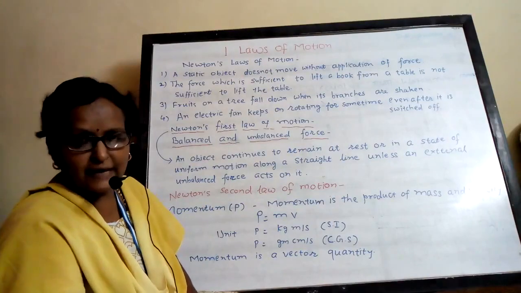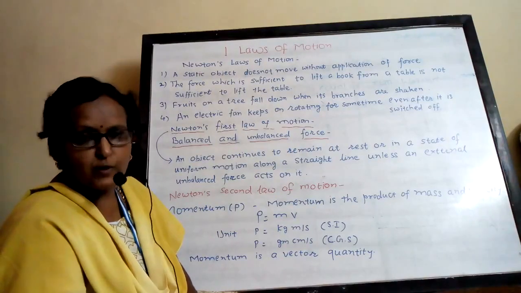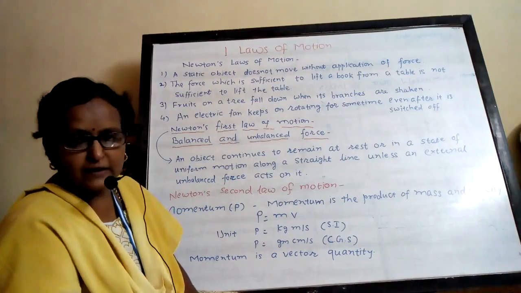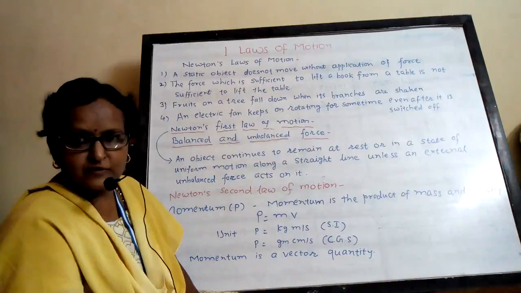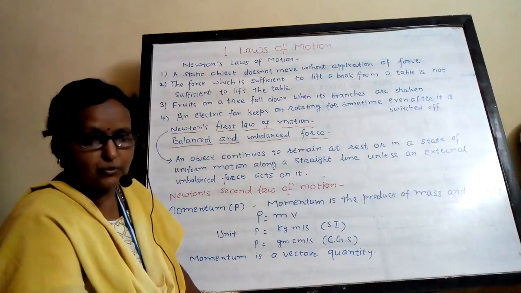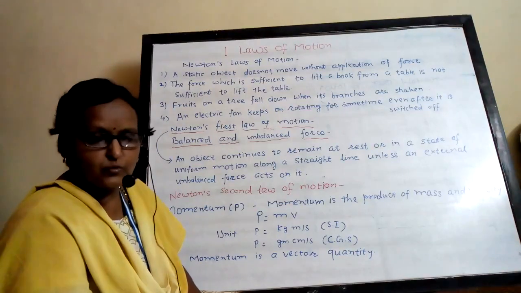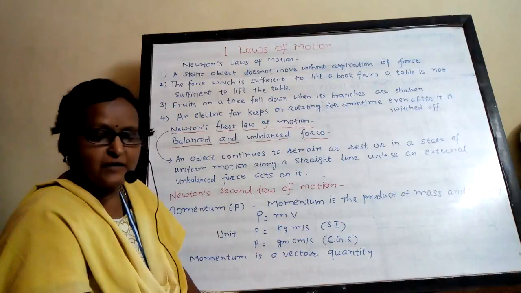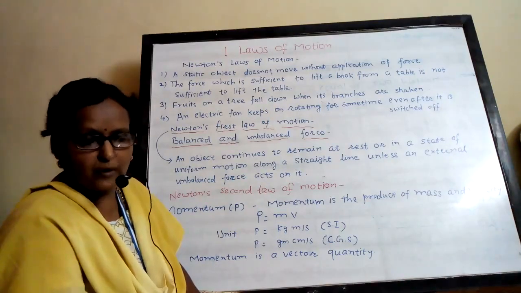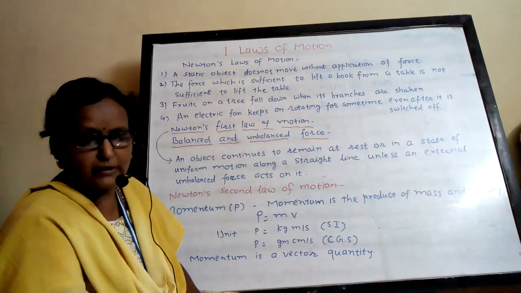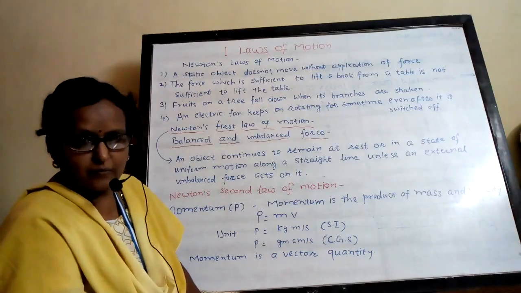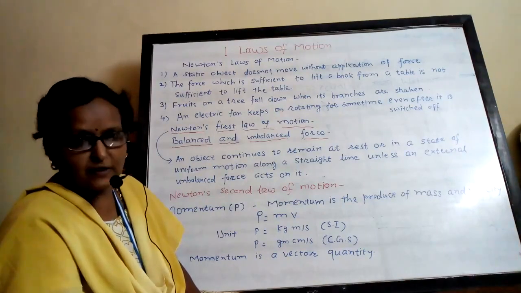Now, Newton's second law of motion. Suppose you are playing with a ball. One ball is a plastic ball, another is a cork ball that is used to play cricket. Now, if you throw the plastic ball to your friend, it will be easier for him to catch that ball. But if the ball is a cork ball, that is a heavy ball, and you are throwing it with speed, then it will be difficult for that friend to catch the ball.